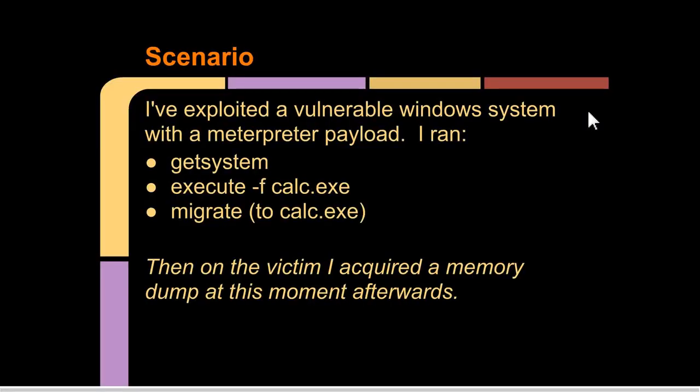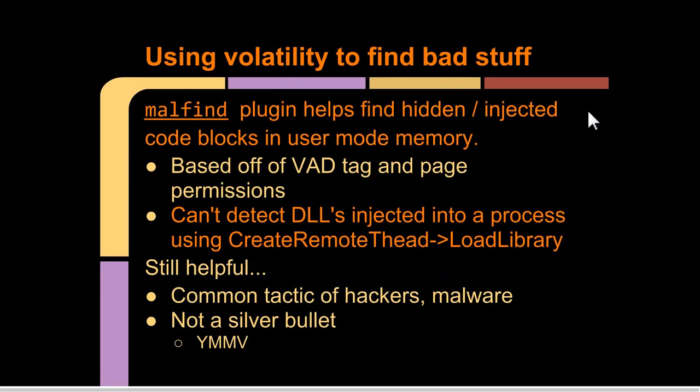So at home, this is a scenario that I basically ran. Through a vector I'm not going to tell yet, I exploited a victim, a Windows XP machine, and spawned a Meterpreter payload. I ran getsystem, then I spawned calculator.exe, then I migrated to calculator.exe. I could have migrated to explorer.exe to be more subtle, but this is just for the sake of demonstration. Then, a little bit after that point, I took a snapshot of the memory, and this is where we're proceeding.